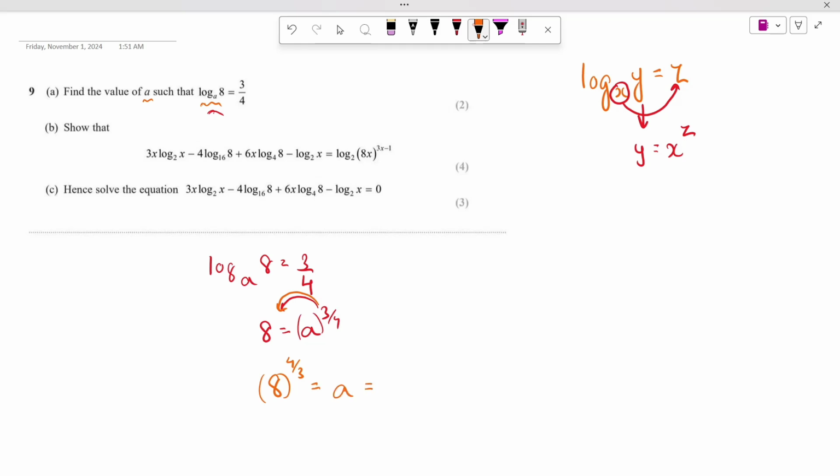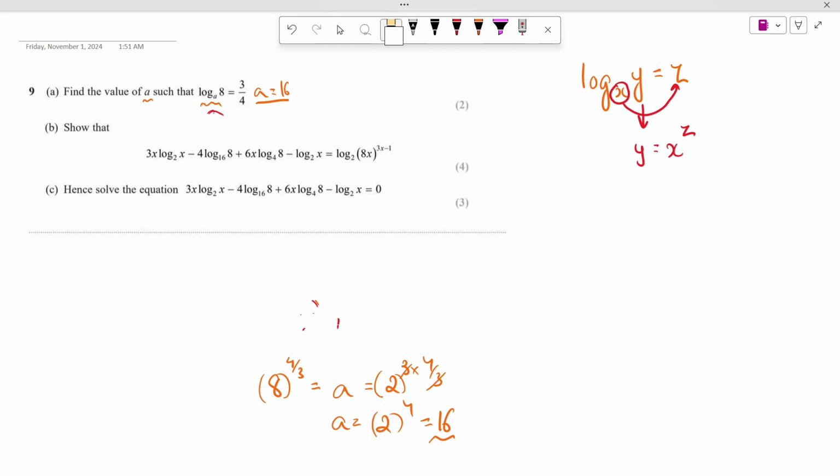Now what can we write as 8? 8 is nothing but the cube of 2, and the power was 4 upon 3. The 3 and 3 get cancelled out, so a would be nothing but 2 to the power 4, and 2 to the power 4 is 16. So we get the value of a as 16. So this was the solution for the first part. Now let's proceed to the second part.